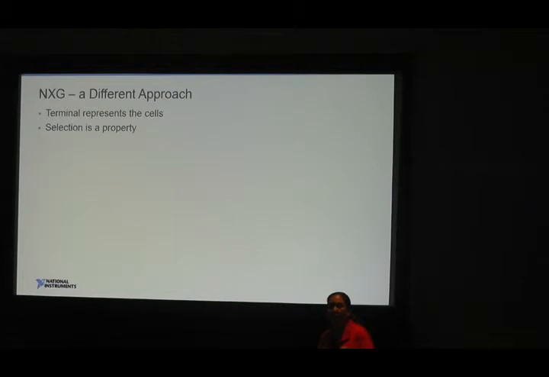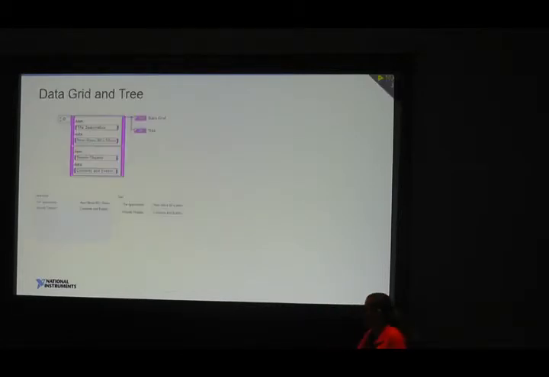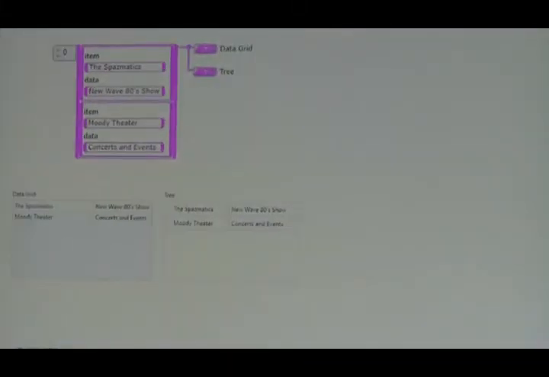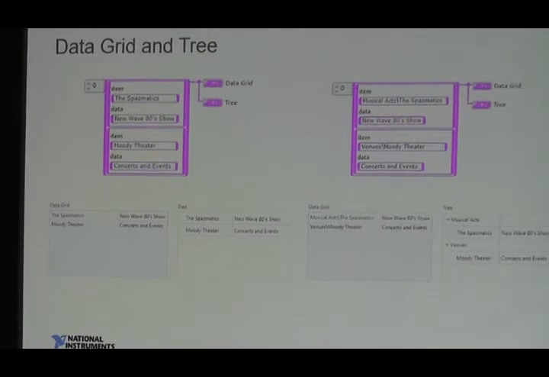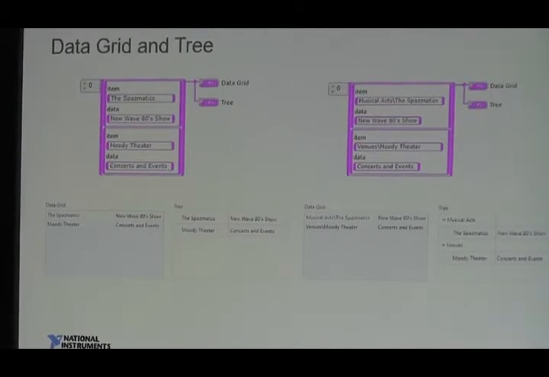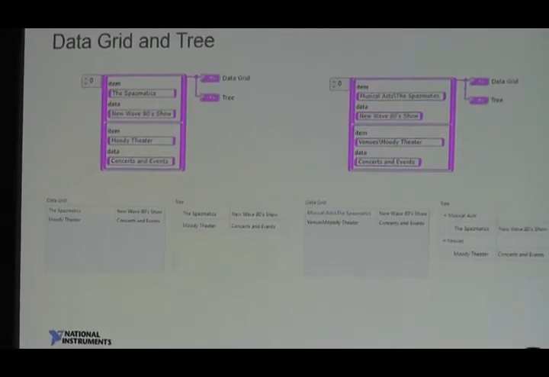Now, LabVIEW NXG already had a data grid that was using the terminal with the data type to represent the cells, which is an array of clusters where each element of the cluster represents a value for a column. So we made it so that the tree control could take that exact same data structure and look very similar, and added the ability to put in a delimiter in that first cell element of the cluster to denote that it was a parent-child relationship.